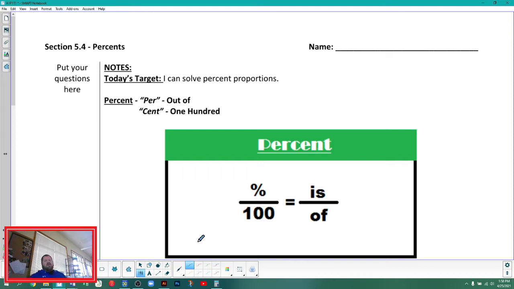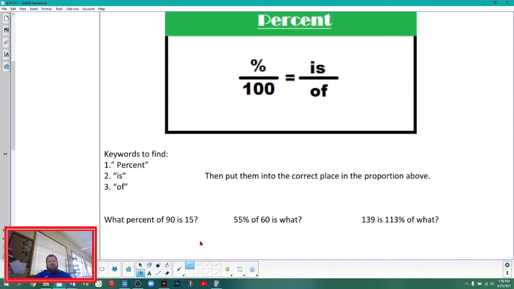So the key concept here with percent is that percentage number over 100 is always equal to the is over the of. So we have some key words that we want to find. We want to find percent, is, and of, and put them into the correct place in the proportion up above.